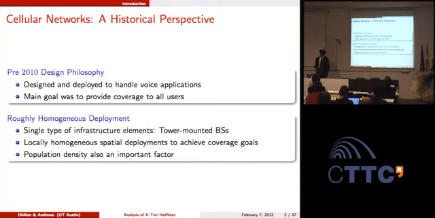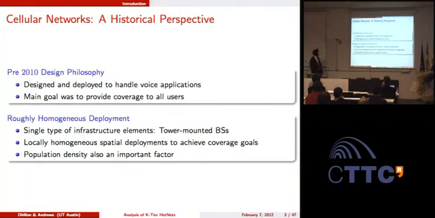So just a really brief introduction, actually a historical perspective. Until a couple of years ago, the design philosophy, as you guys know, has been to handle voice applications. That is why the cellular networks were designed and deployed. So the main goal was to provide coverage to all the users. If suppose I am a cellular operator, I would like to reach as many users as possible. So that was the driving force behind deploying and designing these networks.